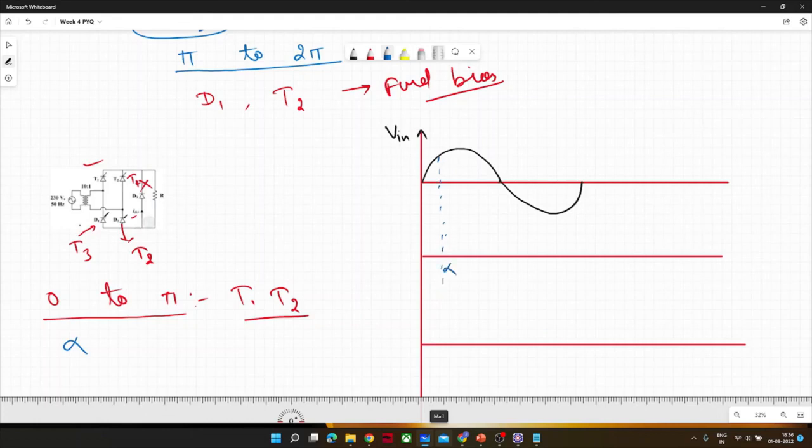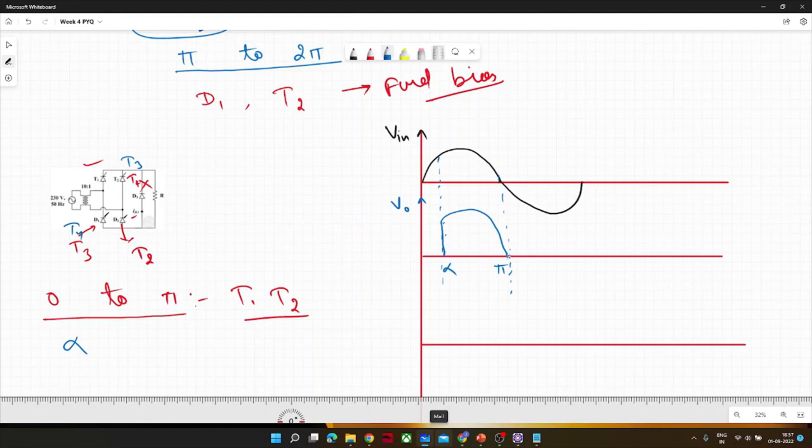Now the output is resistive, so V naught would follow the supply after alpha. After pi, the work of T1 and T2 is done. After pi, T1 and T2 would be reverse biased, and T3 and T4 would be forward biased.